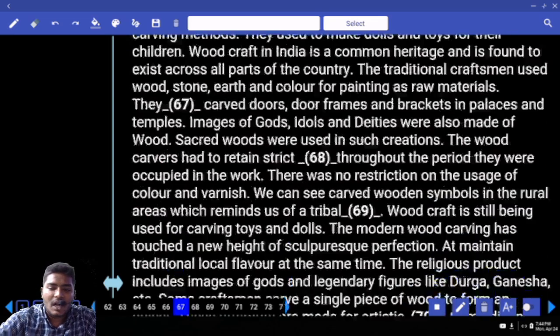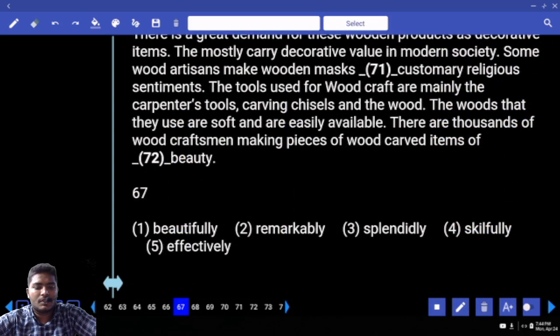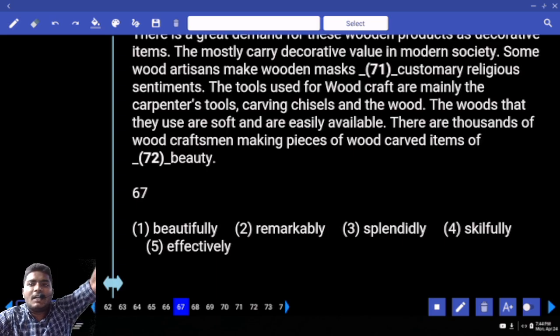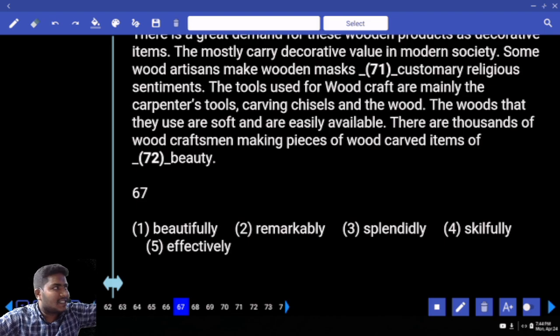They dash carved. Look at the options. Beautifully carved, remarkably carved, splendidly carved, skillfully carved, effectively carved. Now we have to be very careful here. We are speaking about the heritage of these people. That means the skill is passed from the father to the son, and again to his son. Now, is this called beautiful work, remarkable work, splendid work, skillful work, or effective work?